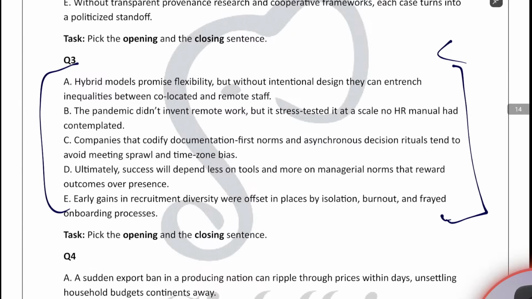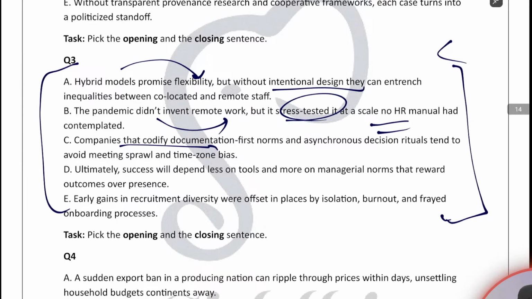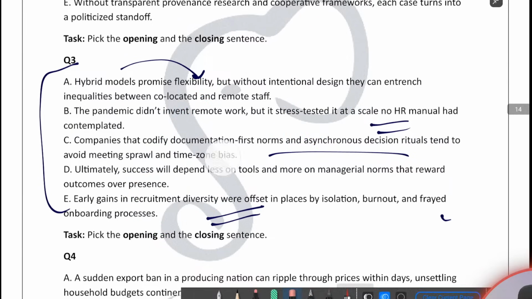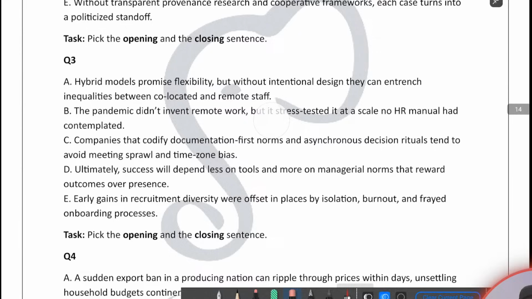Yes, you're right. Aishwarya Renu. Yes. Now for this question, hybrid models promise flexibility, but without intentional design, they can entrench inequalities. Pandemic did not invent remote work; it stress tested it at a scale no HR manual has contemplated. Companies that codify documentation first norms for decisions tend to avoid meeting sprawls. Ultimately, success will depend on earlier gains in recruitment diversity. Interesting. What is the answer?